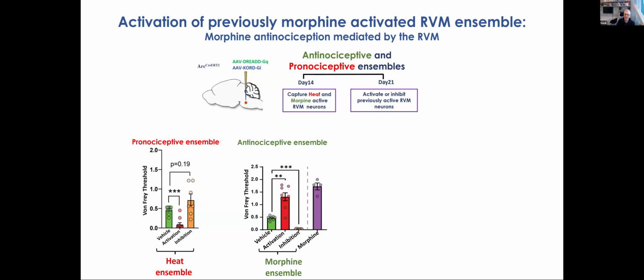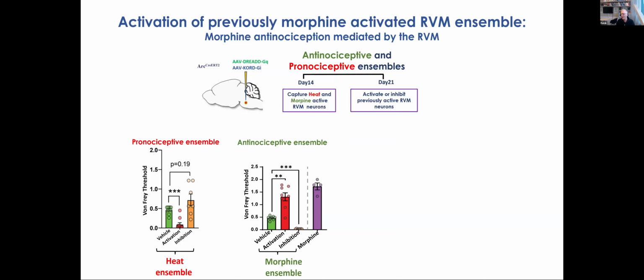However, when we reactivated the ensemble of neurons that became active by morphine, you can see here that we markedly increased the von Frey threshold. And when we inhibit now in the same animal, the animals became hyperalgesic or allodynic in this case. And the effect of activation recapitulated that of morphine, suggesting that just activating RVM neurons is sufficient to cause antinociception to a similar degree as morphine does.